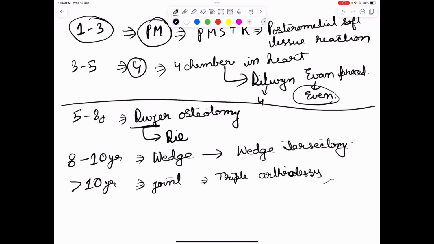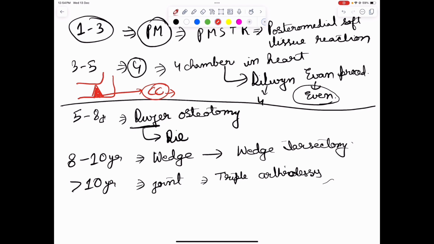Just for the sake of understanding, you can see what we were doing in Dillwyn Evans procedure. Suppose this is the leg, so this part of the leg was cut, resected, and the rest was joined. And this was done at the calcaneocuboid joint. That is, again, CC, cardiac will have CCA.